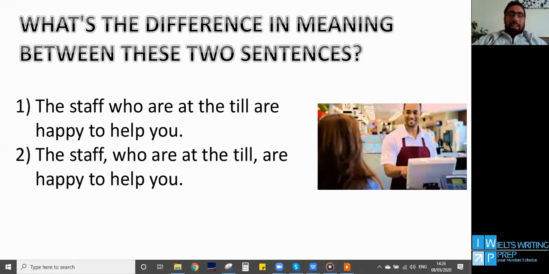Number 2, the staff who are at the till. So we have a comma here, so we know that all the staff are at the till, are happy to help you. So number 1, all the staff are at the till. And number 2, all the staff are happy to help you. Okay, the staff who are at the till. Excellent. Yes, Siba, your answer was correct. I think Mona as well, she got that.